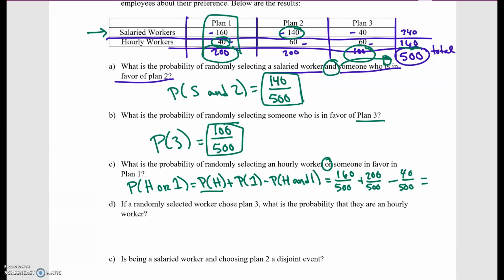Okay, so now let me go to my calculator. 160 plus 200 minus 40 is going to give me 320. So it's going to be 320 over 500, and that is my final answer.